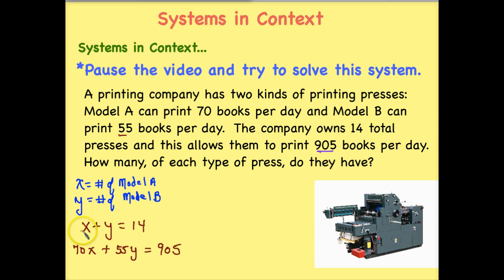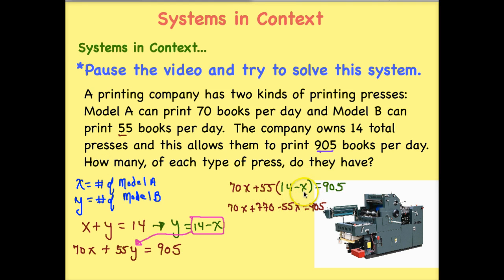We can either do elimination and multiply through here by either negative 70 or negative 55, or we could do substitution. Since my variables are isolated, I'll probably elect to do substitution. I'm going to isolate Y by moving the X to the other side. Now I can take this part of my equation and substitute it in for Y in my other equation. Let's see what we get.